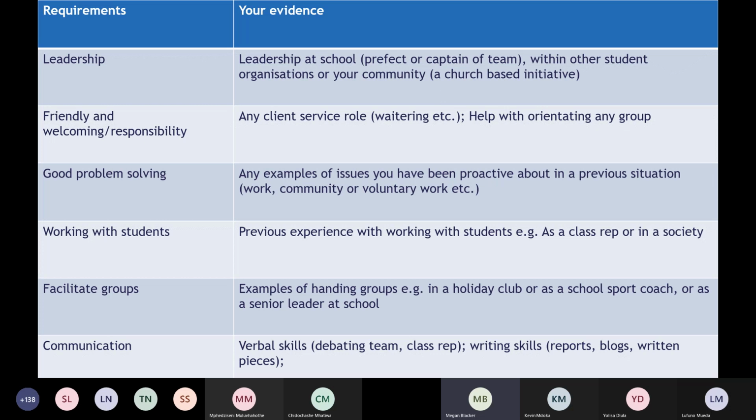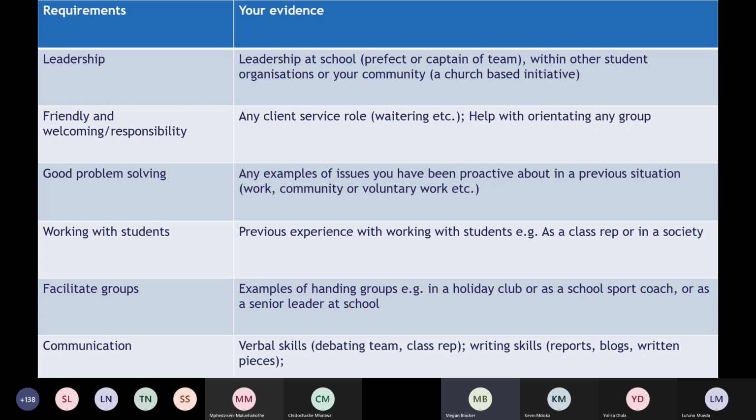So on the left-hand side of the table, you find the different requirements, the requirements in terms of skills that might be necessary. And on the right, you have your evidence, which is really, really important. It's not enough just to say that you are good at problem solving. You need to think of examples.